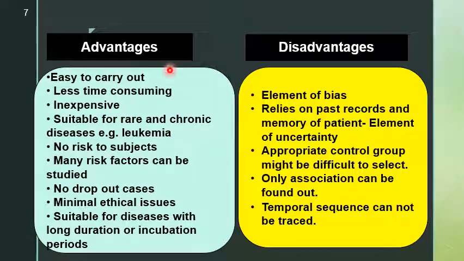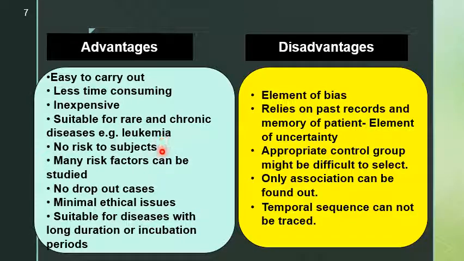There are advantages and disadvantages of this case control study. We have already got the lung cancer patients. We have got the control patients. It's easy to carry out, less time consuming and inexpensive. This is very suitable for rare and chronic diseases because the disease has already occurred. You don't have to wait for the disease to occur.